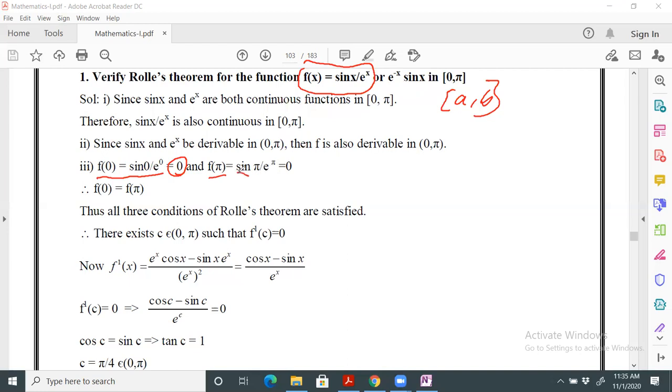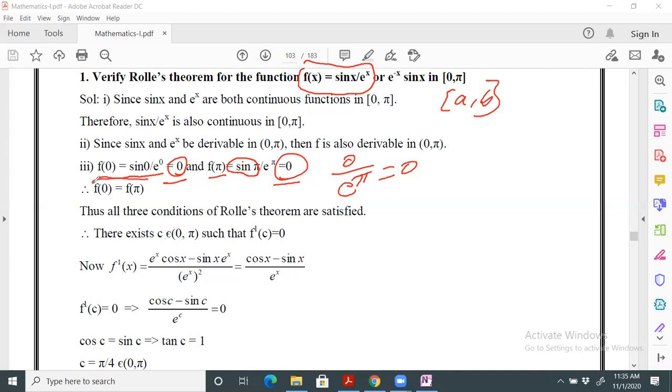So sine pi is 0, e power pi is some value, so 0 by e power pi is also 0. So getting this value is also 0. f of 0 value is 0, f of pi value is 0, then we can say that f of 0 is equal to f of pi.